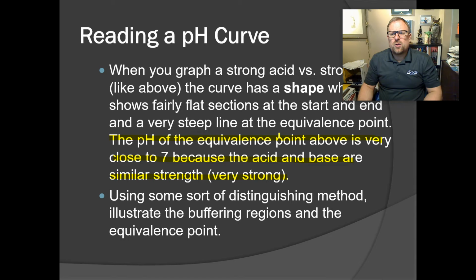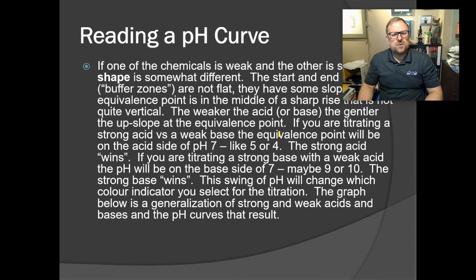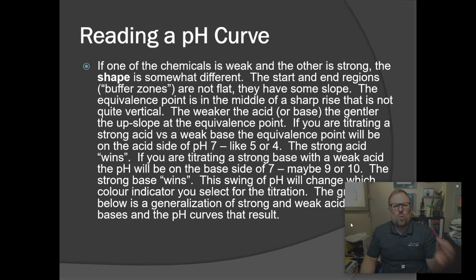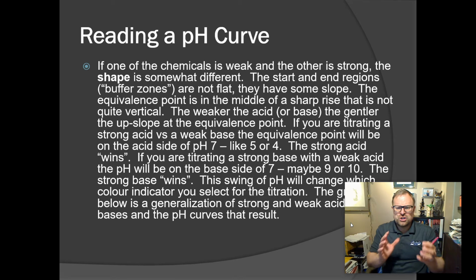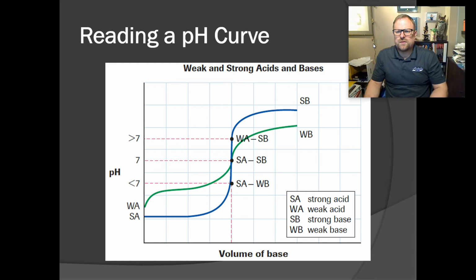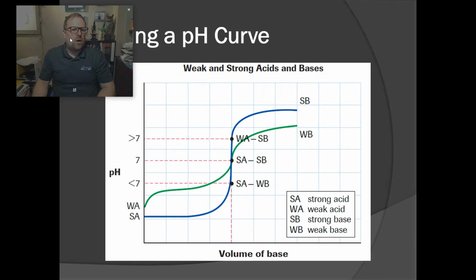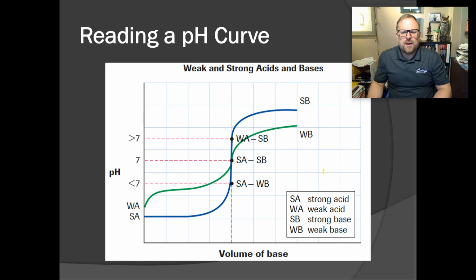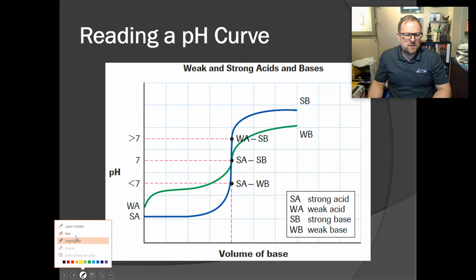We also may want to look at what's called a buffering region, and I'll explain what that is in a second when we get into this a little bit further. If we are dealing with one chemical being weak and one strong, then our shapes are a little bit different. And so what I'm going to do is show you this graph to illustrate that. First case scenario.